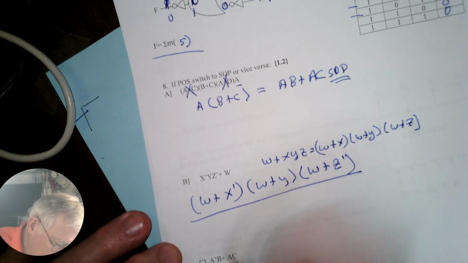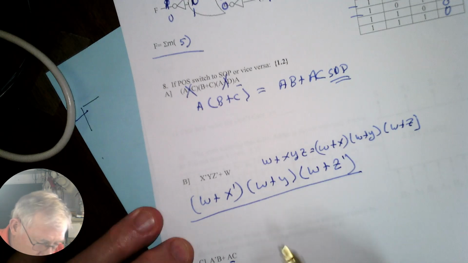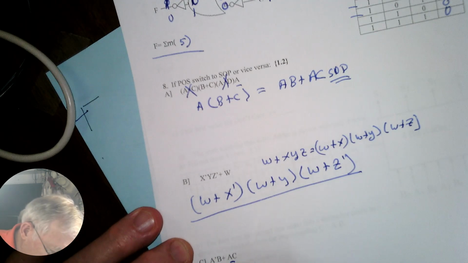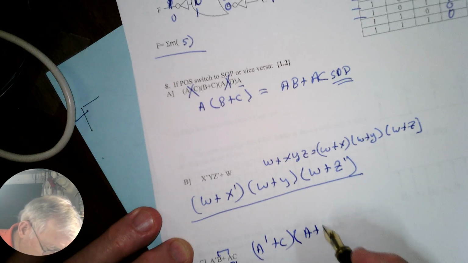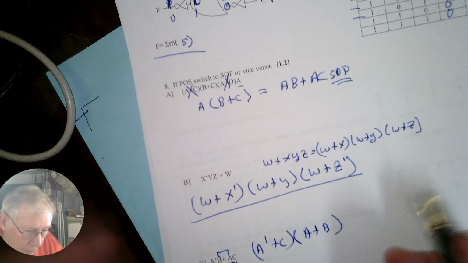Okay, and here we have an A and an A prime, so that's easy. We're going to do the M and F. So that's going to be A prime plus C quantity times A plus B. All right, so those are pretty easy. And then finally, this last page.